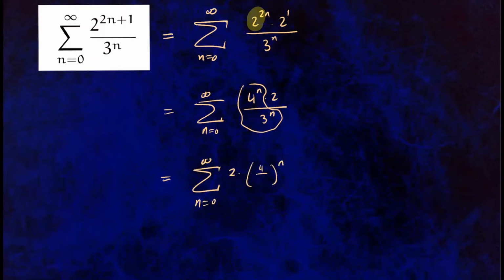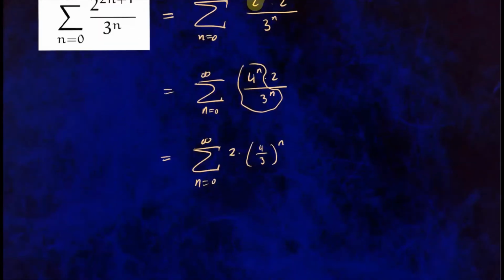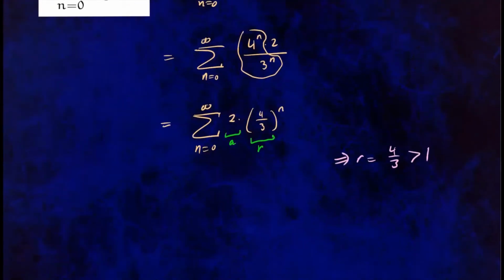Now, this is a geometric series that starts at 0 and goes to infinity. So you can identify that this is your R and this is your A, since we have the exact format we wanted. By the definition of geometric series convergence, this R is 4 over 3, which is greater than 1. So what do we say? It's going to diverge. Because R is greater than 1, this series diverges.